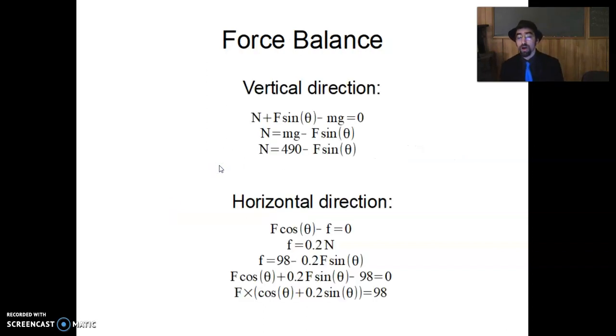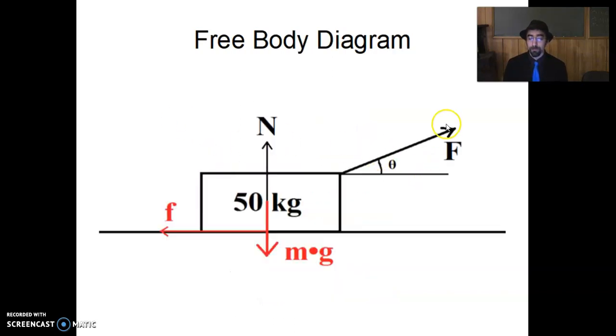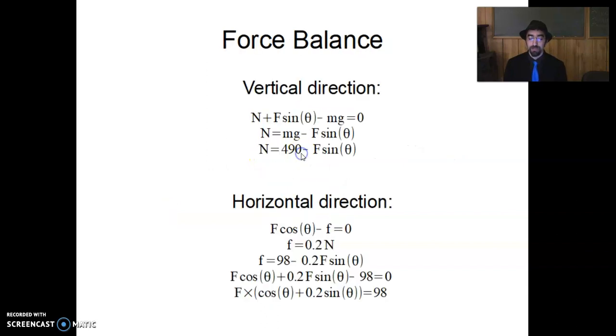All right. So let's just do our standard force balance. In the vertical direction, we've got the normal force pointing up, and F sine theta, right, if we look back here, F times sine theta is going upward, normal force is going upward, so those are both going up. Going down, we have m times g. So, normal force plus F sine theta minus mg equals 0. Normal force equals mg minus F sine theta.